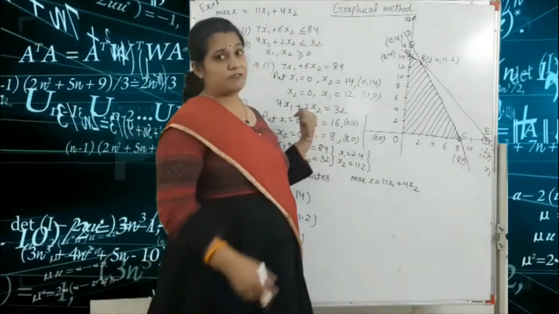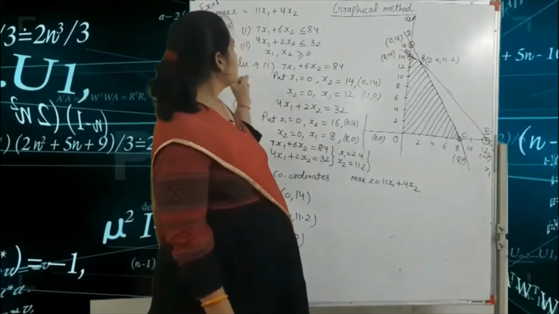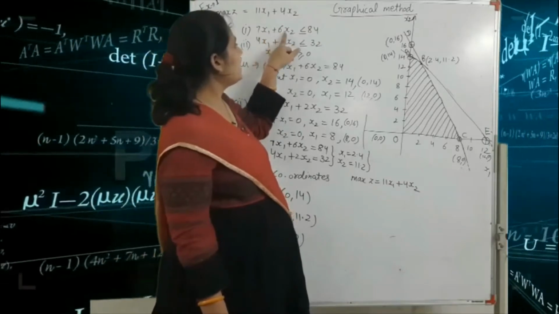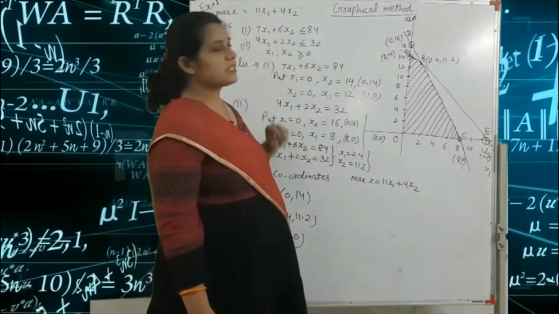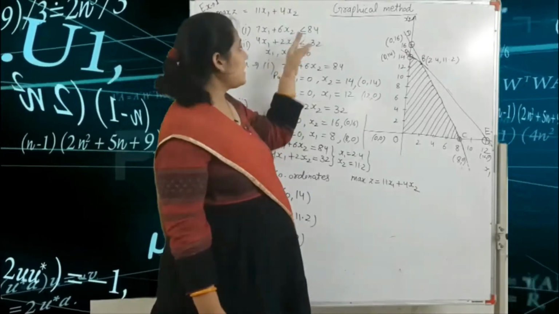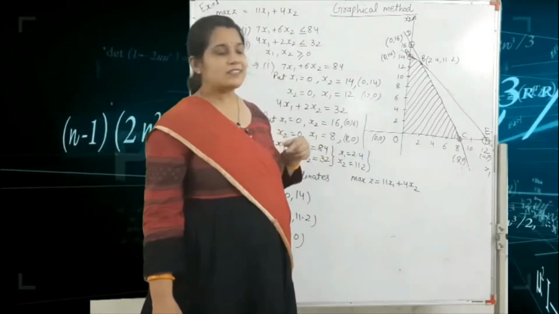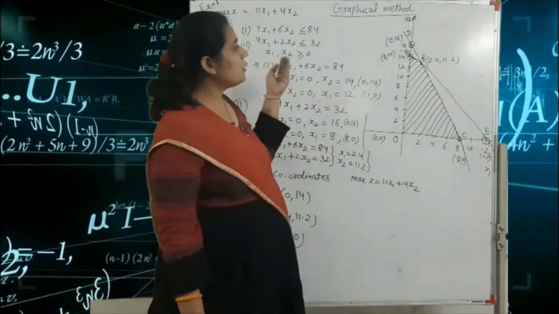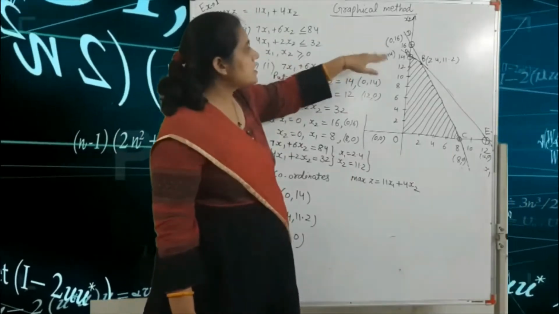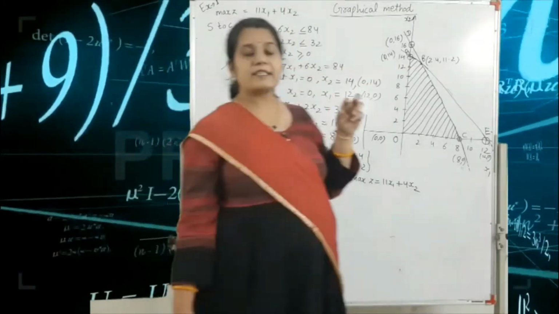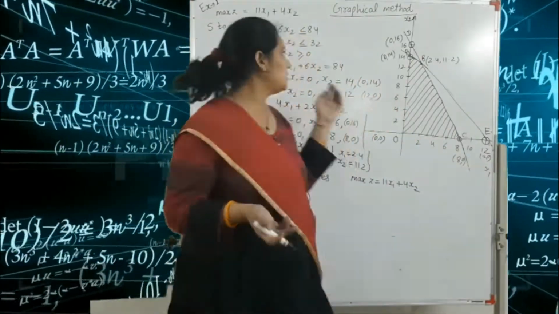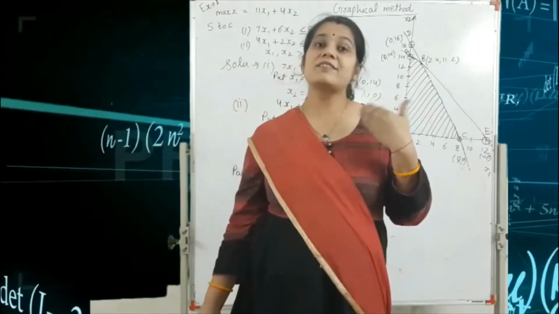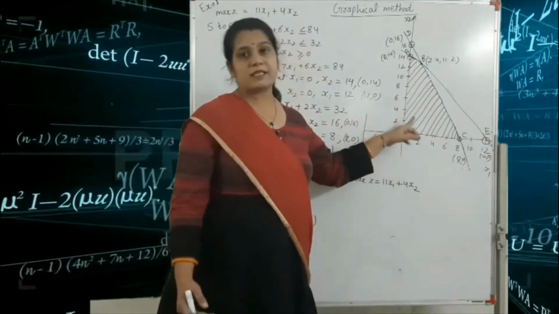So see here. First we check 0, 16. You put it in the first equation, so x1 is 0 and x2 is 16. So 6 into 16 is 96. So 96 less than or equal to 84? No, this is wrong. That means this point does not satisfy the constraint equation. So you always put the point in the constraint equations, and both constraint equations must be satisfied. If three constraint equations are given in the question, all three must be satisfied for the feasible region.